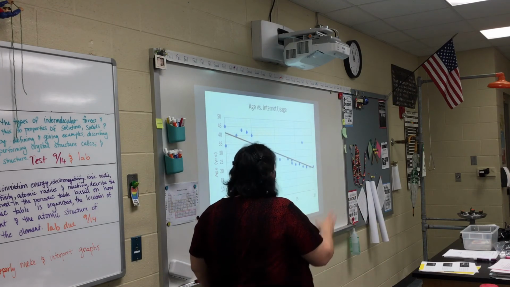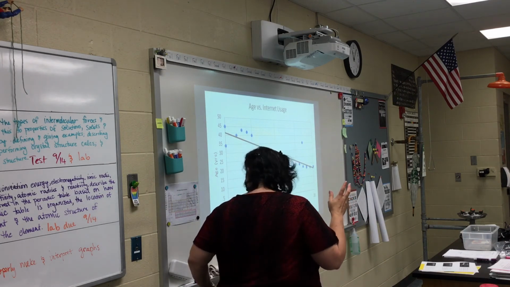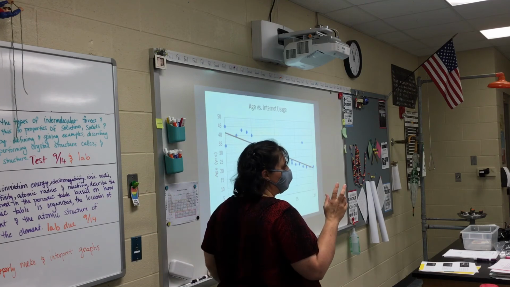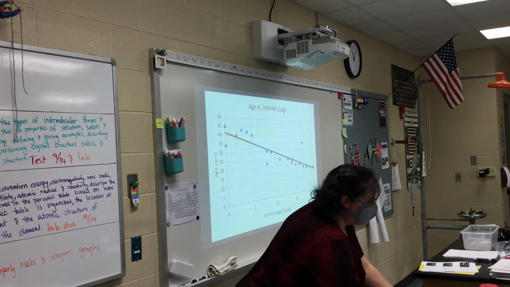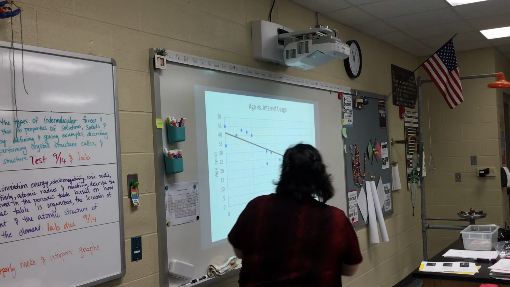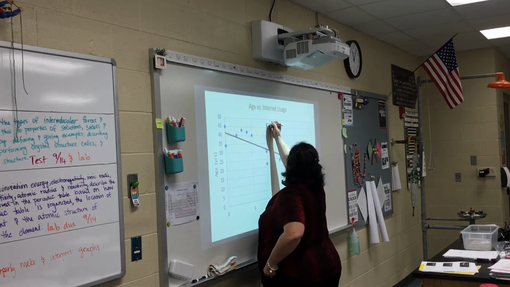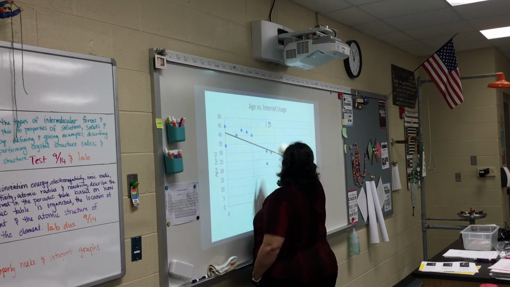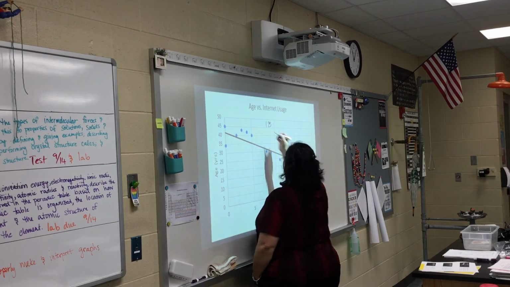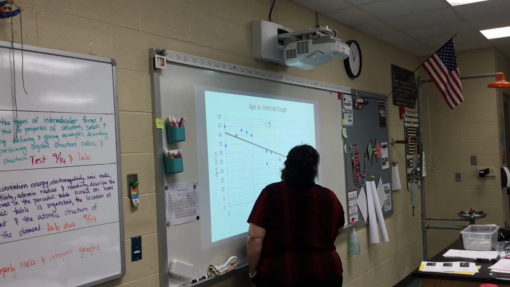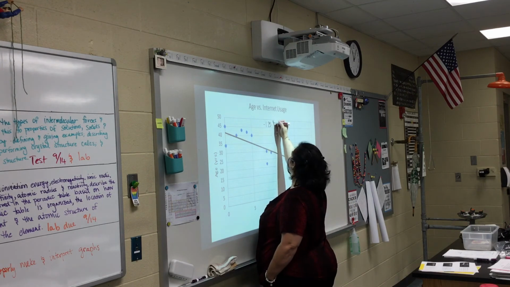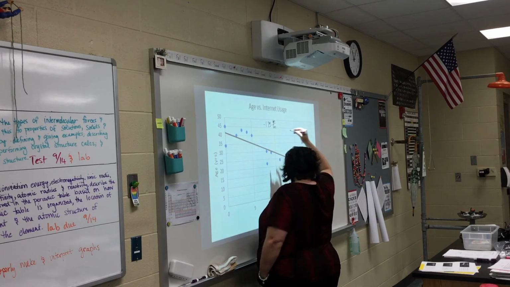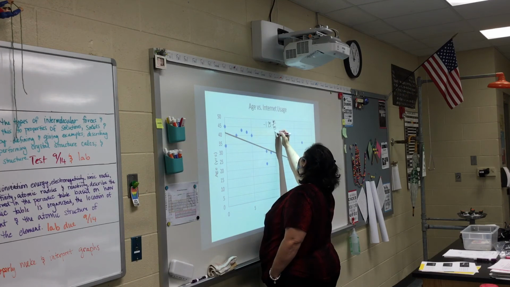So, who wants to share their slope? Elena. 1.25. And what would the units be for that? Negative. Negative? Years over hours per week. Ooh, that's a weird unit. Okay.